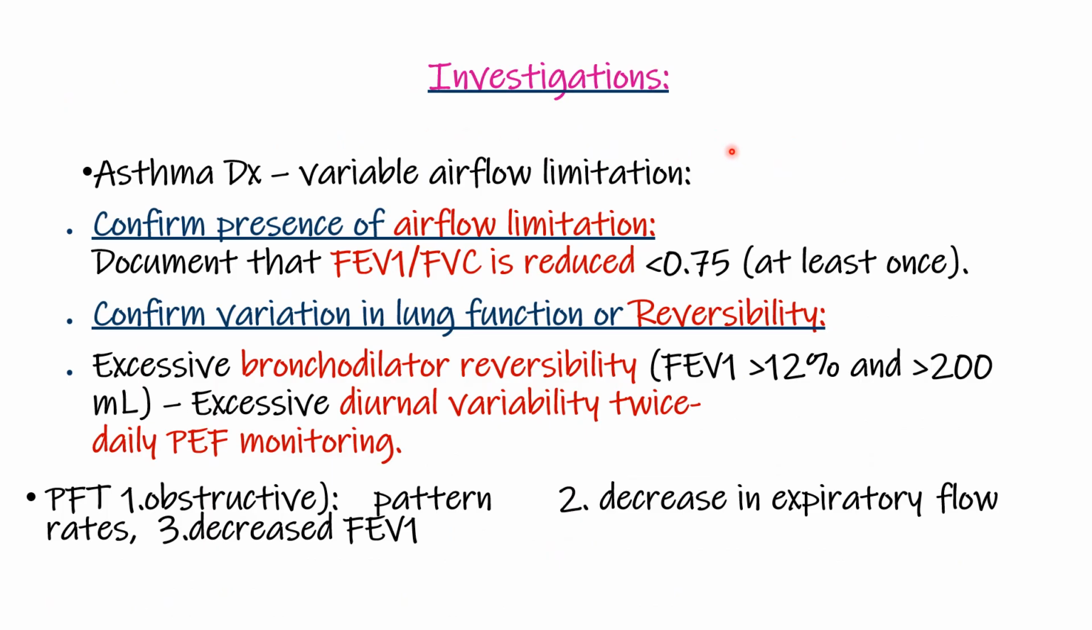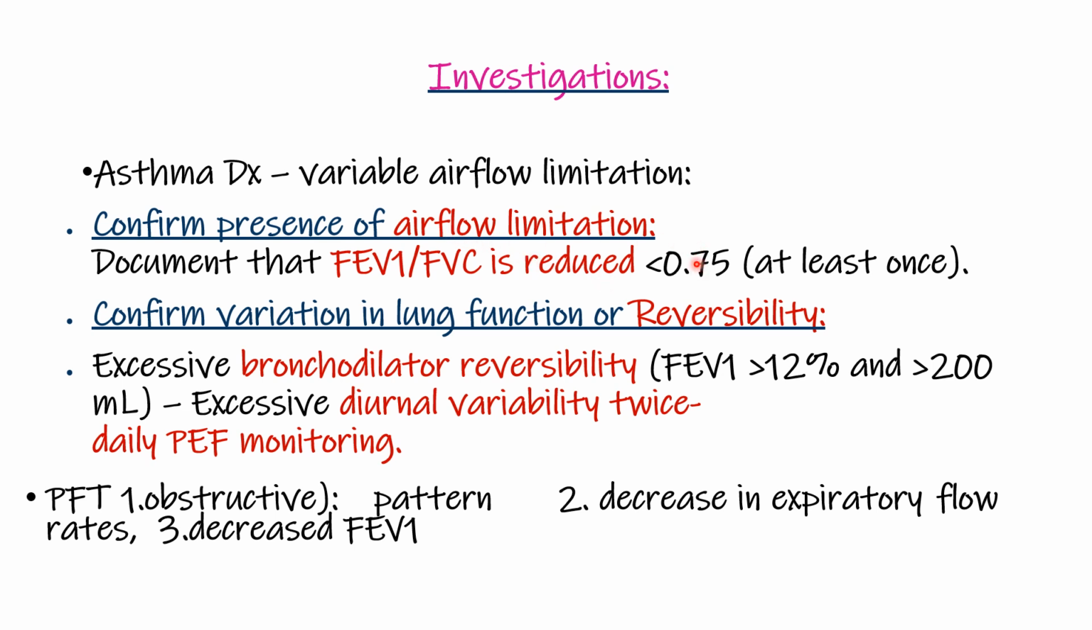So after taking a good history, the next thing that you're going to talk about is the investigation. If you know the pathophysiology of asthma, it is characterized by three characteristics: the inflammation and remodeling of the airway, airway hyperresponsiveness, and airway limitation or obstruction. So in terms of investigation, you have to confirm the presence of airway limitation. That is, you document the FEV1 and FVC. The FEV1/FVC ratio is reduced to less than 0.7, and this will show you that this is airflow limitation.